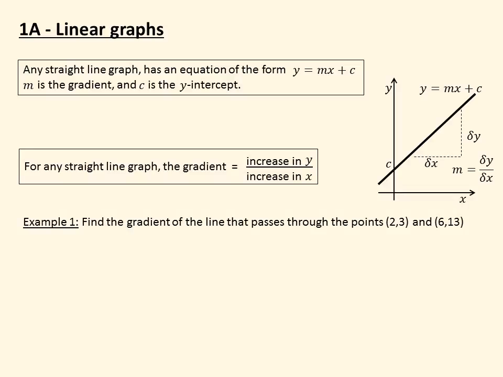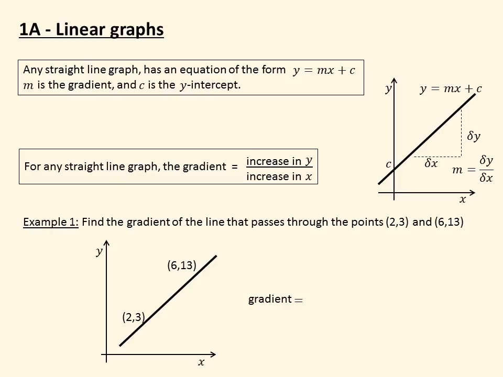The first example asks us to find the gradient through two given points. We'll start by sketching the question. Looking at the definition of the gradient, we need to write the increase in y over the increase in x. 13 take away 3 over 6 take away 2. We could have written this as 3 take away 13 over 2 take away 6.